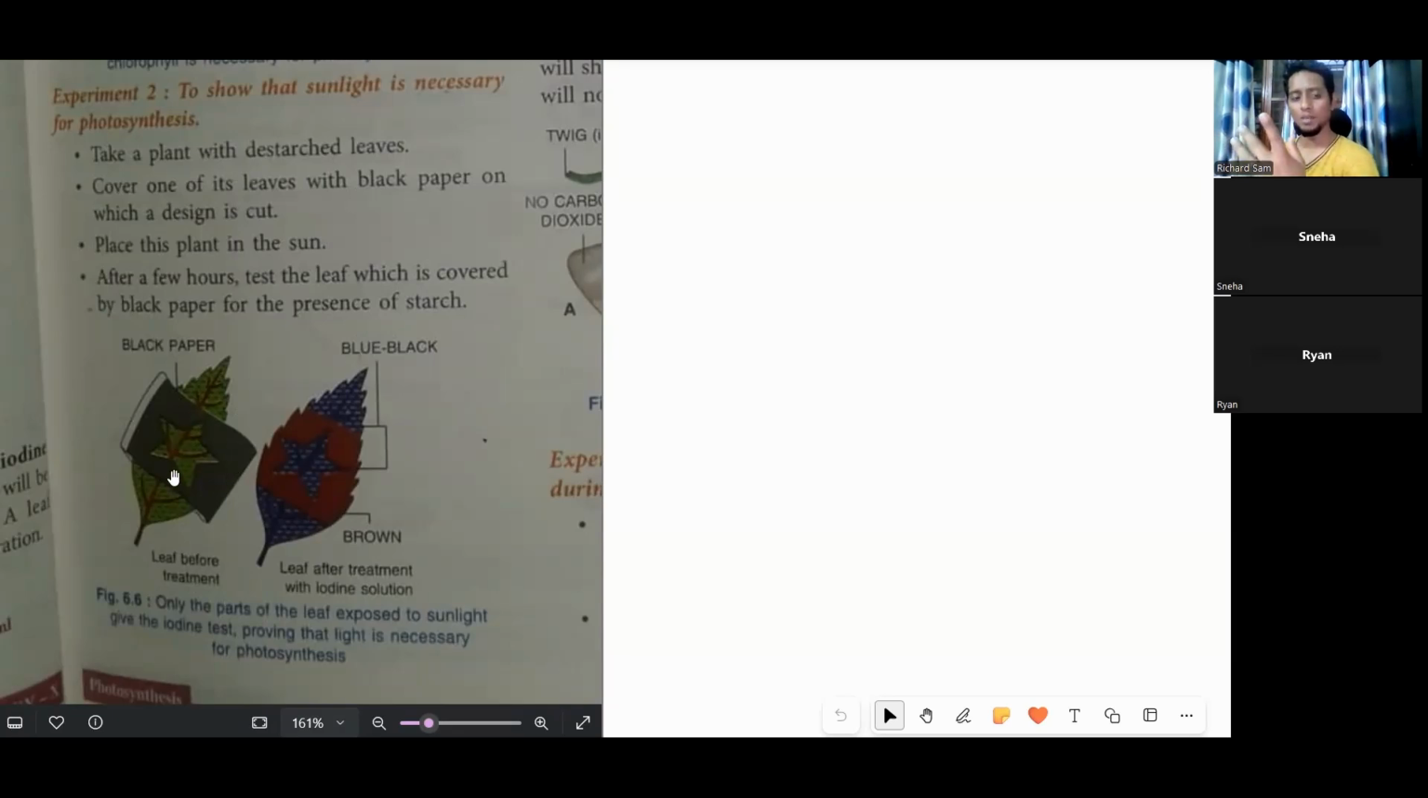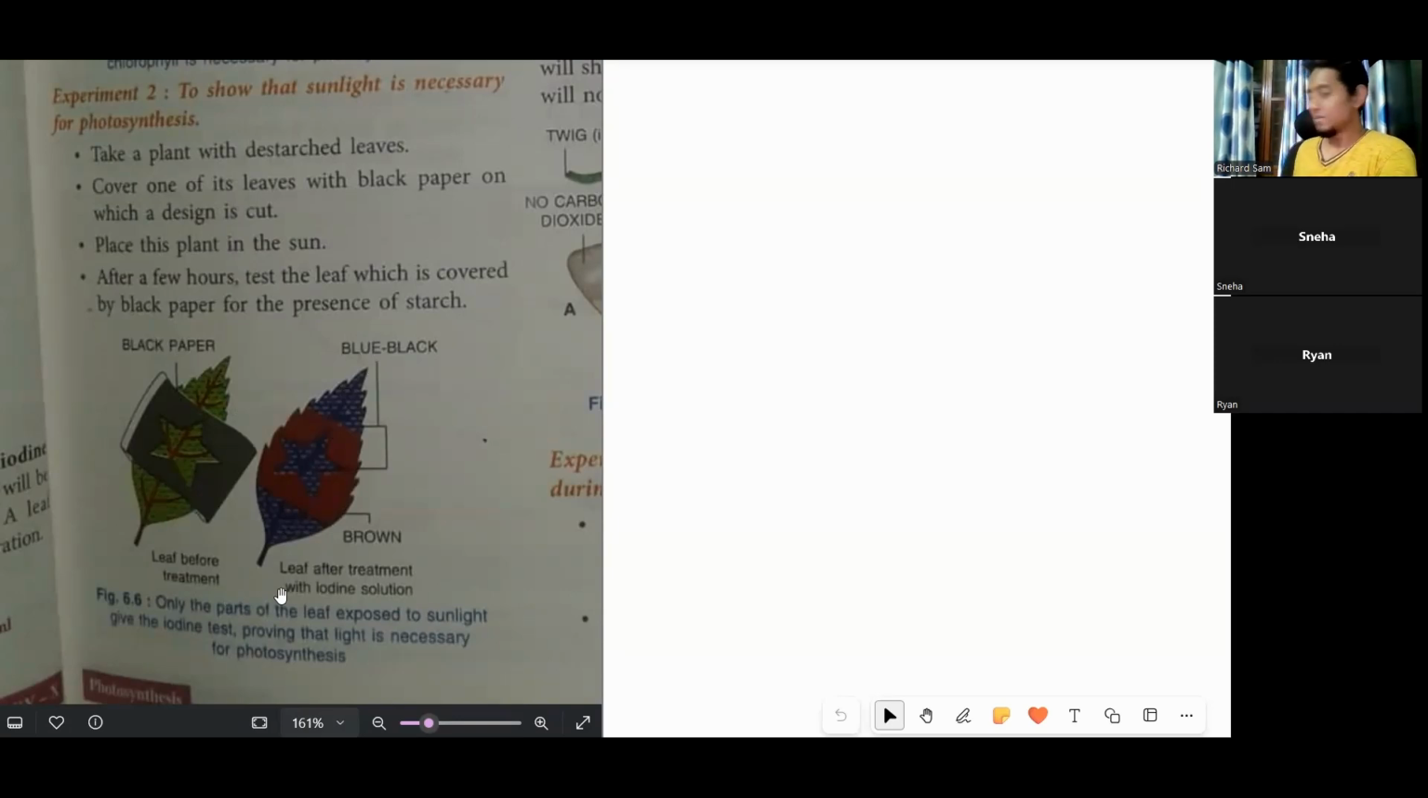Now, only the parts that are exposed to the sunlight will produce glucose, and starch will be present over there. The part that you had covered, there will be no glucose over there, no starch. And so if you test the presence of starch using iodine, that part will be brown. The rest of the leaf which was exposed to the sunlight will turn blue-black.